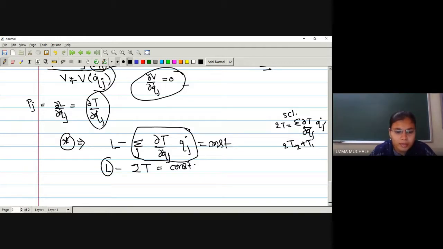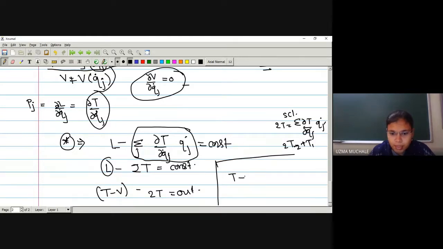Now what is the value of L? We have it is T minus V. Okay, T minus V minus 2T is equal to some constant number. Let me prove it here only. What I get is T minus V minus 2T is equal to some constant. T minus 2T will be minus T, so minus T minus V is equal to some constant. Right, so this minus also I can merge out. What I get as the result is T plus V is equal to minus some constant.